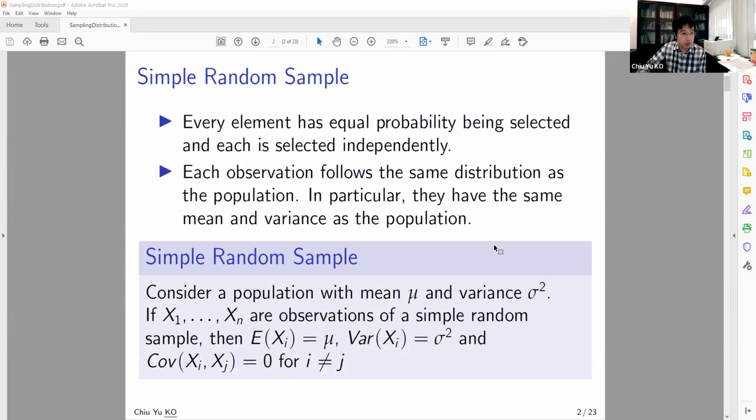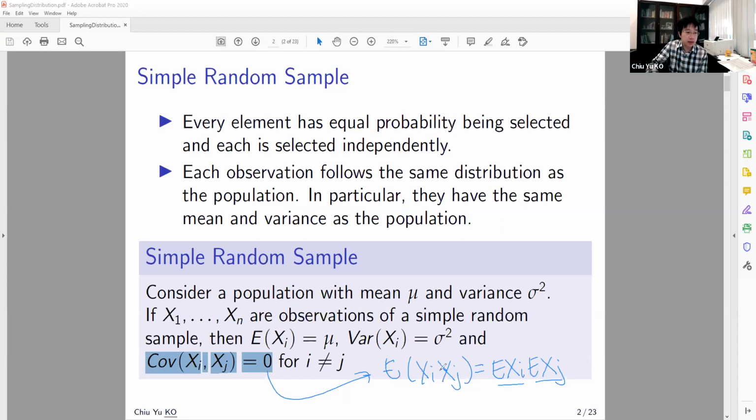We first started from the simple random sample, which essentially says you try to make sure there is equal probability of being selected and each is selected independently. So every observation has the same mean and same variance, and the covariance is 0. Do note that this has an implication: the expectation of xi times xj is equal to the product of the expectations. You can separate them.